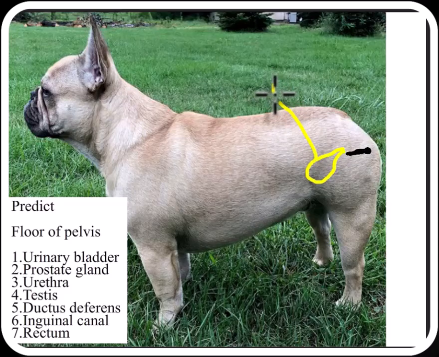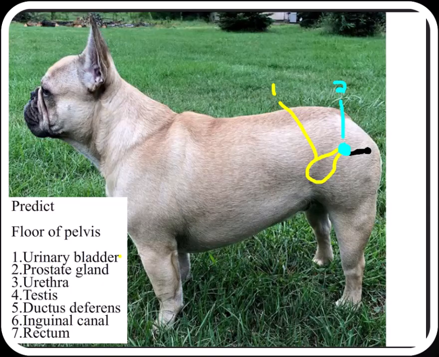So this would be one, this would be the urinary bladder. The next we're going to do is the prostate gland. So we're going to put the prostate gland as this large bilobed organ at the neck of the bladder in the pelvic canal. So that's going to be the prostate gland.